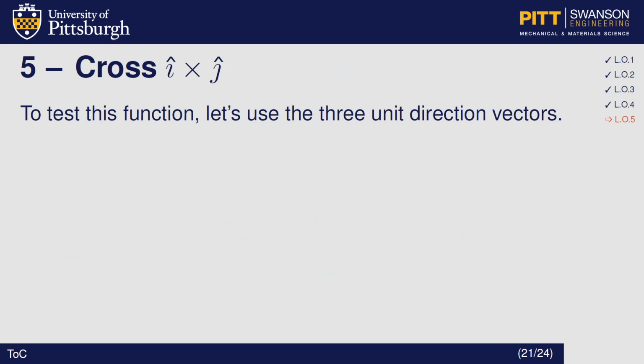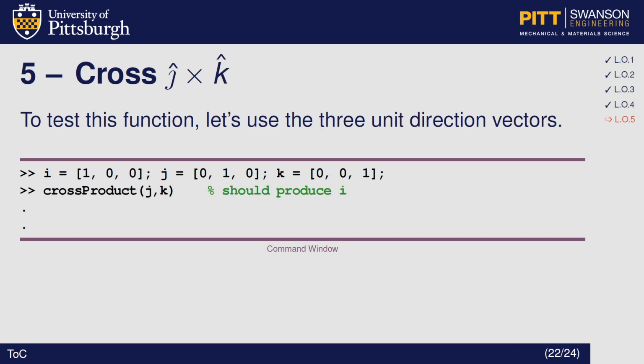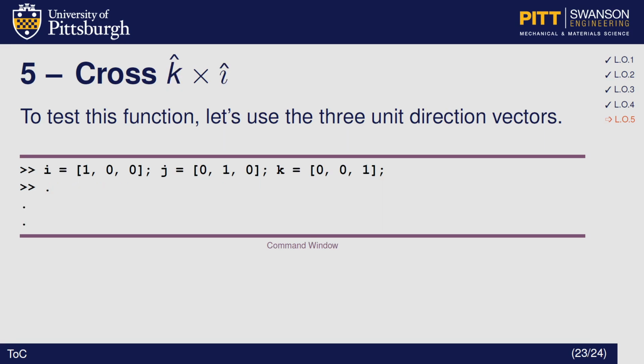To test this function, we'll evaluate the cross products between the three direction vectors. First, we have to define each of the vectors. Then we call the cross product function using i and j first. If you recall from previous classes, we know that this should produce the third direction vector k hat. And sure enough, it does. Now let's test the cross product between j and k, which we know should be equal to i hat, and as expected, that's what it produces. And finally, let's test the cross product between k and i, which we know should equal j hat. And just like the others, this too is exactly what we expect it to do.